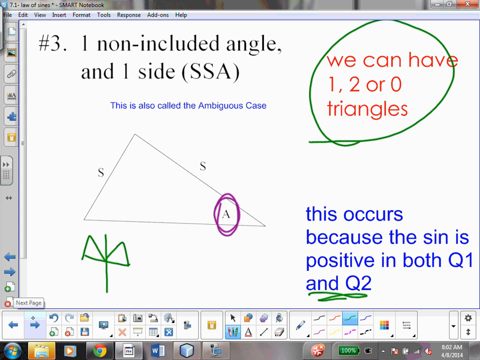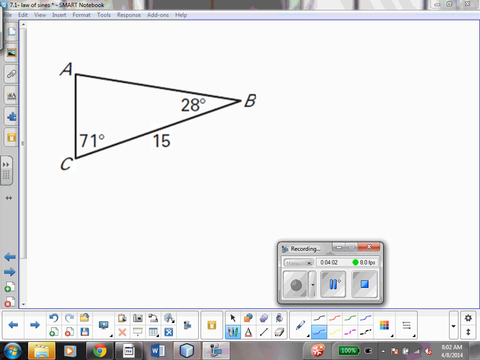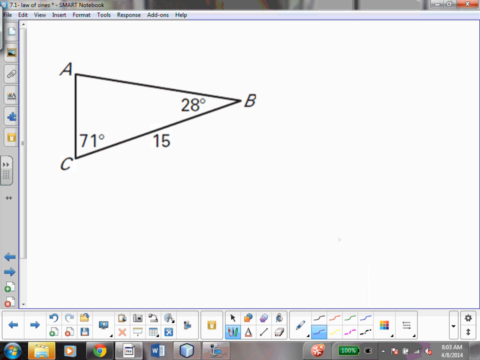Let's do an example. I want to solve this triangle, which means I need to find all of the missing parts. The first thing I'm going to do is find the easiest measurement, and that would be the measure of angle A, which would be found by subtracting 71 and 28 from 180. So 180 minus 71 minus 28 would be 81 degrees.